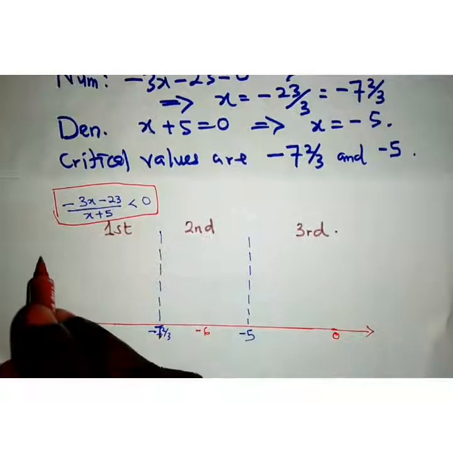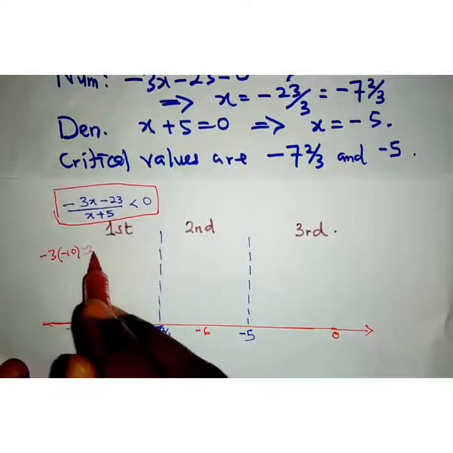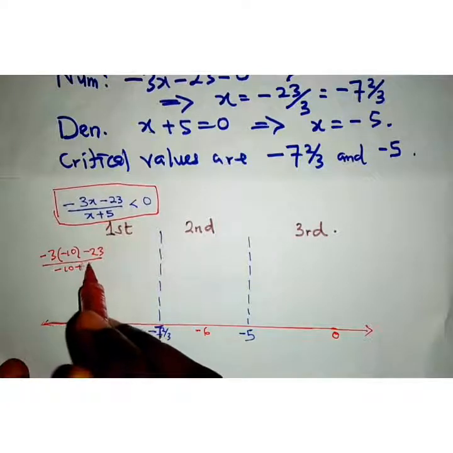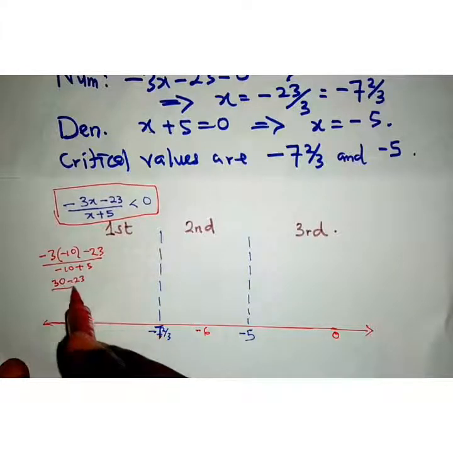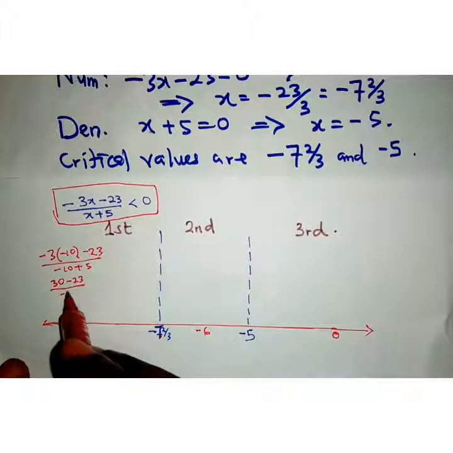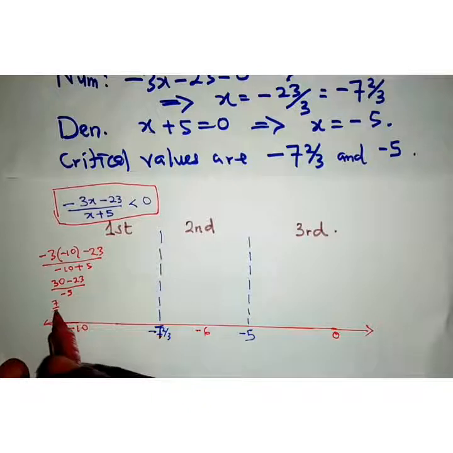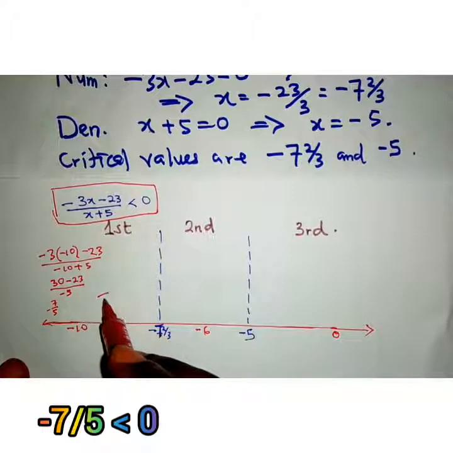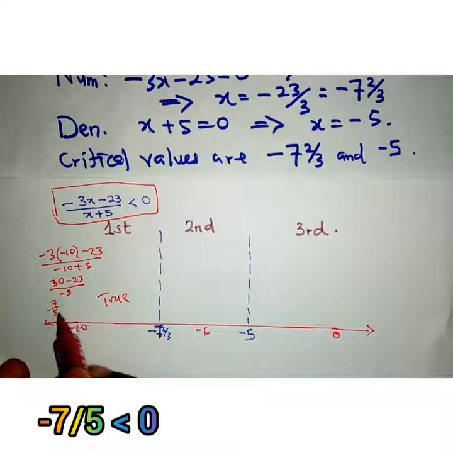So we have minus 3 times x, where x is minus 10, minus 23, over x plus 5, where x is minus 10. Minus 3 times minus 10 gives us 30, minus 23, over minus 10 plus 5, that's minus 5. So I have 7 over minus 5, which is a negative number. So it is true in this interval. We are looking for negative values.